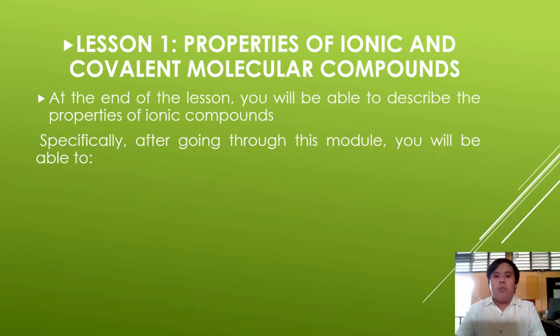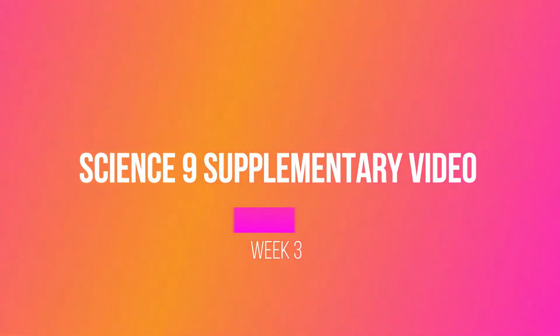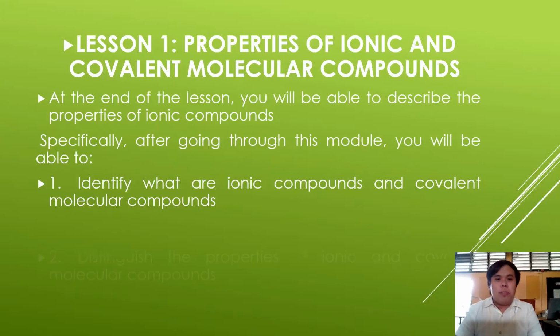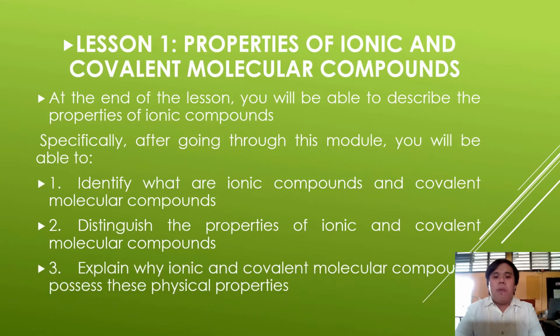Specifically, after going through this module, you will be able to: number 1, identify what are ionic compounds and covalent molecular compounds. Number 2, distinguish the properties of ionic and covalent molecular compounds. Number 3, explain why ionic and covalent molecular compounds possess these physical properties.